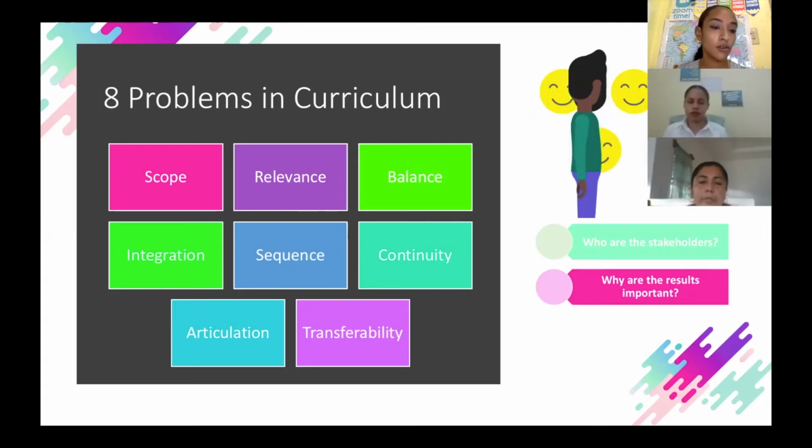So who are the stakeholders and why are these results of curriculum evaluation important? Well, the stakeholders include parents, administration, teachers, and even publishers. Parents want to know that their students are getting a quality education. Teachers want to know that their teaching strategies are effective and are giving positive results. Administrators want to know that their policies are working. And publishers want to know if there's any changes that they should make to their products.